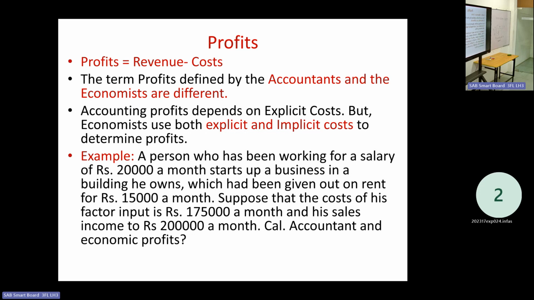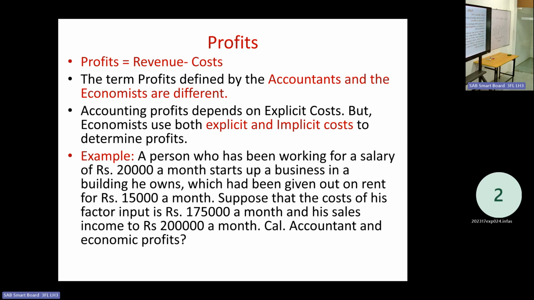We talked about the economic cost and the accounting cost. Can you remember? When we ascertain the cost from the accountant's point of view, we take the actual cost. But when we come to the economic cost, we take the implicit plus explicit cost. Implicit means the opportunity cost. So economic cost means the real cost.